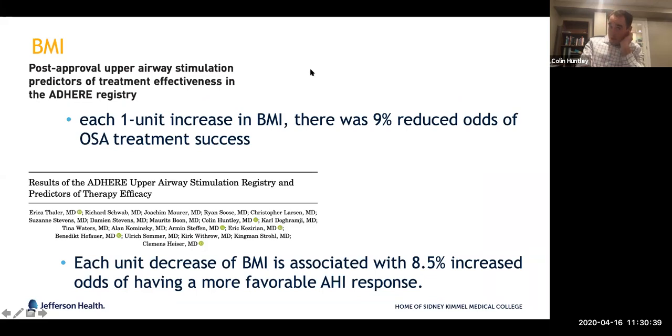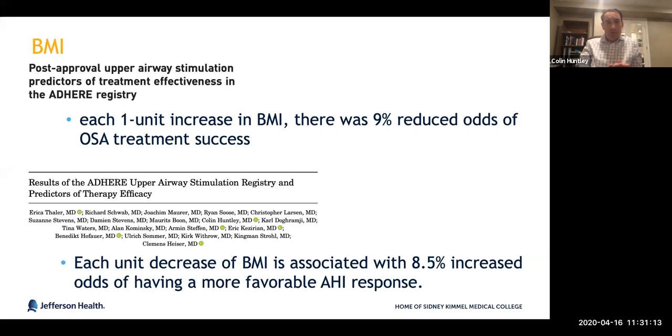So continuing our discussion about BMI, does BMI impact success? I'll say this again moving forward, but it's probably less overall BMI and more the body shape or body habitus. So someone who has a very short but thick neck, probably not going to do very well with this device. But if that patient has the same BMI, but most of their weight is carried in their hips or their abdomen, and they have a relatively normal neck circumference, they may be a reasonable candidate.